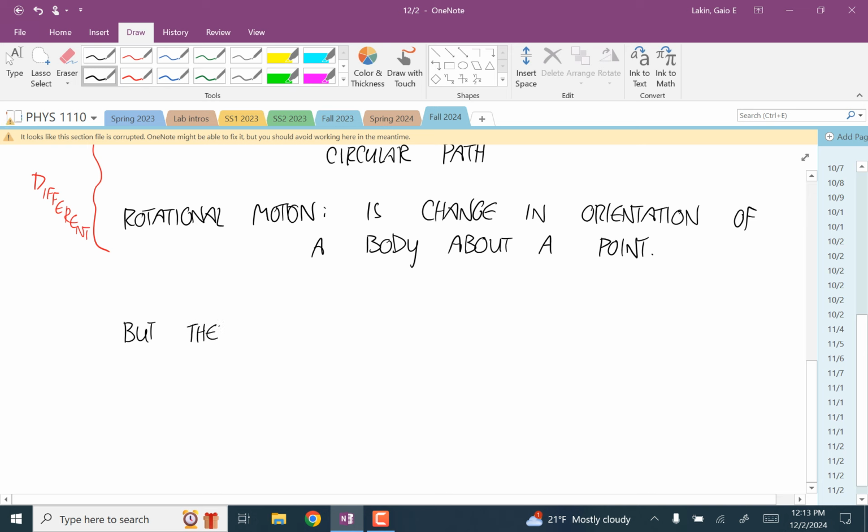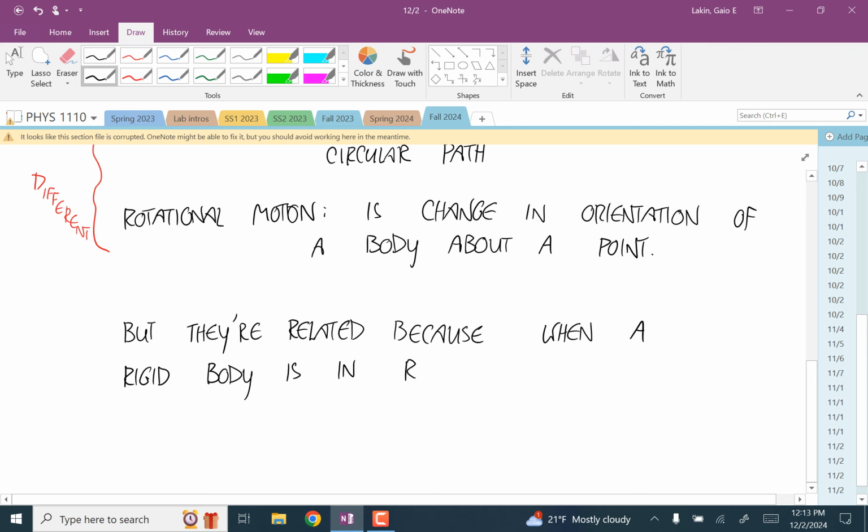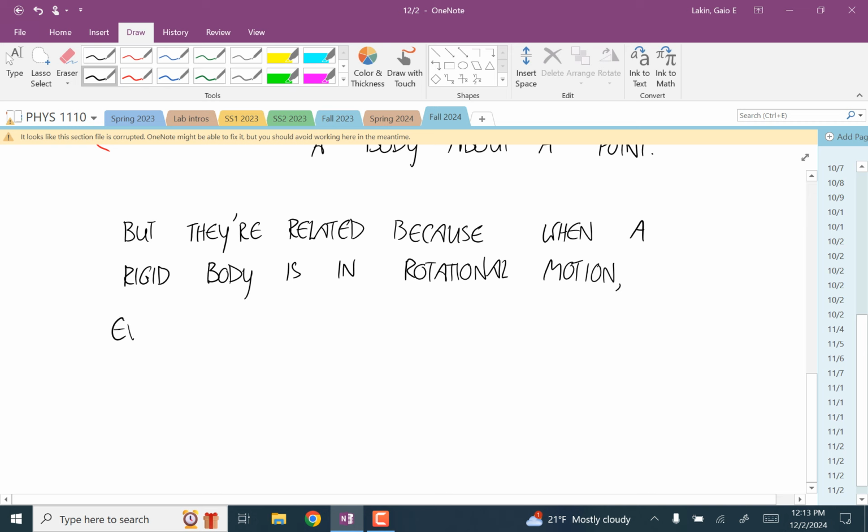They're different, but they're related because when a rigid body is in rotational motion, every point on that body is in circular motion around a point.